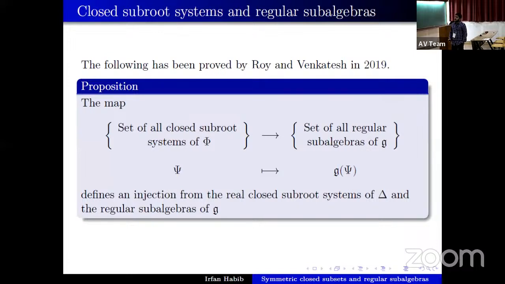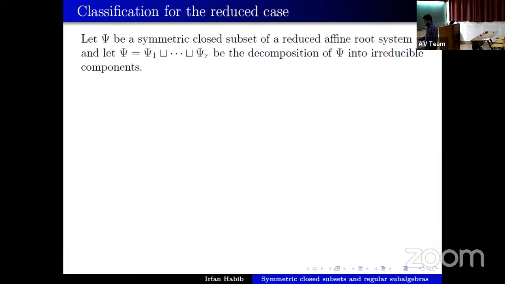Okay. And also in the same paper, they studied this map, and they showed that this map is an injection. So if you start with a closed subroot system and map it to the subalgebra generated by Xi, this map defines an injection from the real closed subroot systems to the regular subalgebras. So we'll address this question: can we extend this map? And we'll show that we can't, in fact.